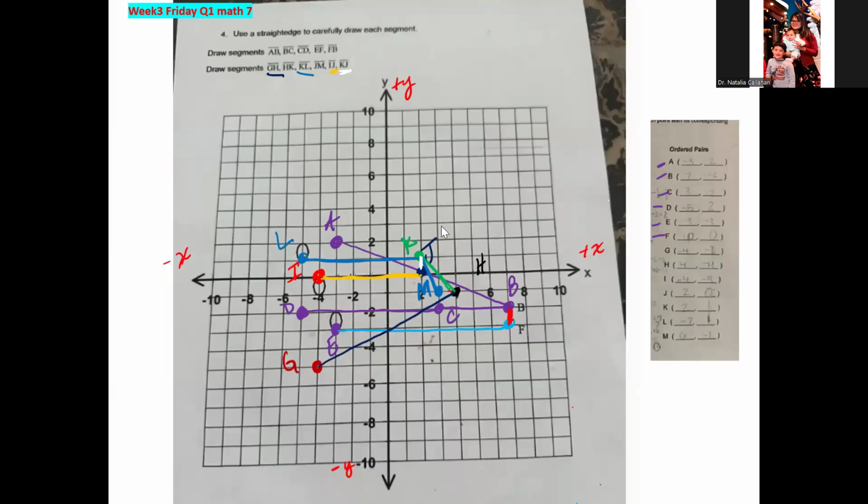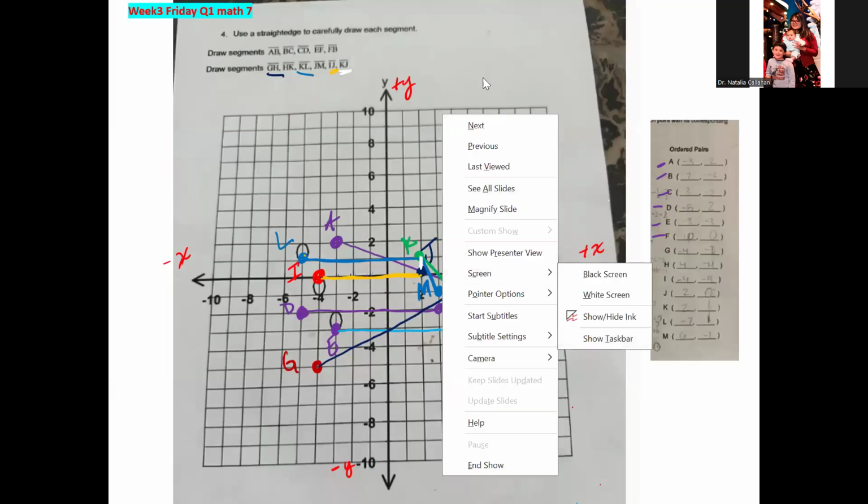Yeah, but we're not done yet. We're going to move on to the next one. So, this one was solved.